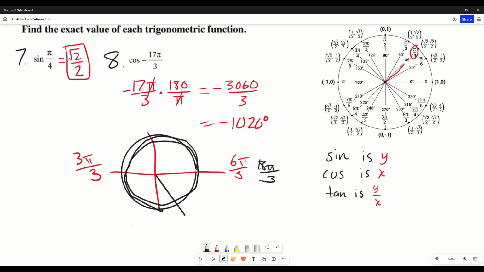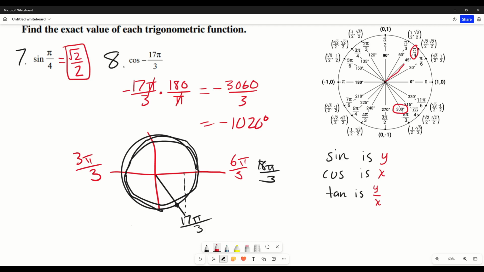It's going to be touching this point of the unit circle. 17 pi over 3 right here. You could draw a reference angle to the x-axis to know how far it is, which is going to be pi over 3. But this point right here, if you look at our unit circle, it's going to be 300 degrees right here, which is going to be 5 pi over 3.